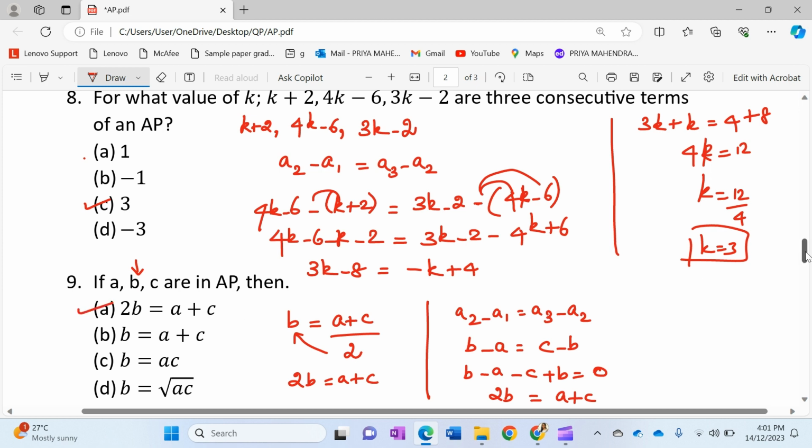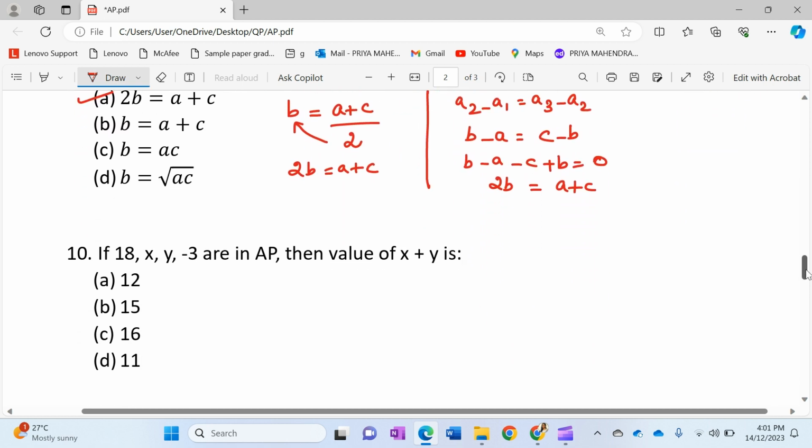So this can be done in two ways. Whichever you feel is easy, you can take it up. But always remember, the middle term will be the average of the first and the third term.